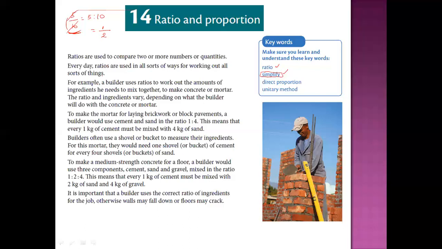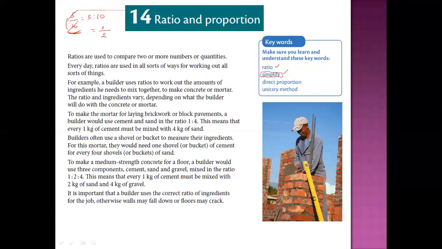For example, I want to give you these examples. A builder. There we have some things. So what is the ratio of, for example, cement or sand, or concrete to floor? Now, for example, a builder uses the ratio to work out the amounts of ingredients he needs to mix together to make concrete or mortar. The ratio and ingredients vary depending on what the builder will do with the concrete or mortar.